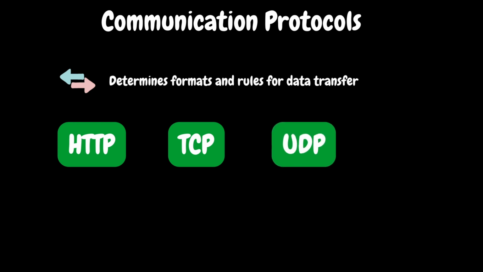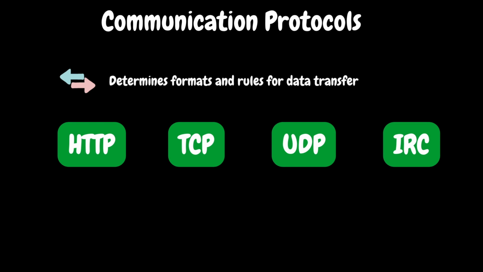Next one, UDP. UDP stands for User Datagram Protocol. It works in a similar way to TCP, sending packets of data over the network. The key difference between the two is that TCP ensures a connection is made between the application and server, but UDP does not.